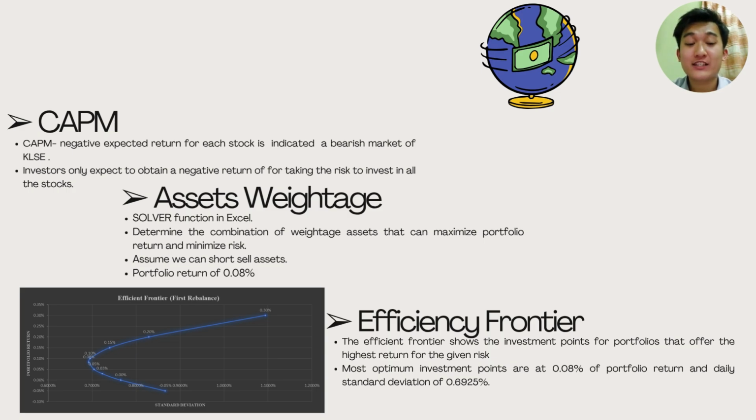Moving to the Capital Asset Pricing Model, the CAPM of each stock shows a negative expected return, which indicates a bearish market of KLSE. Therefore, investors only expect to obtain a negative return for taking the risk to invest in all stocks. For asset weightage, we use the solver function in Excel to determine the best combination of weightage that can maximize our portfolio return as well as minimize our risk. On top of that, we also assume we can short sell the assets when we are using the solver.